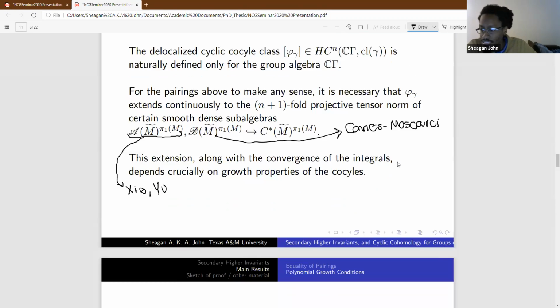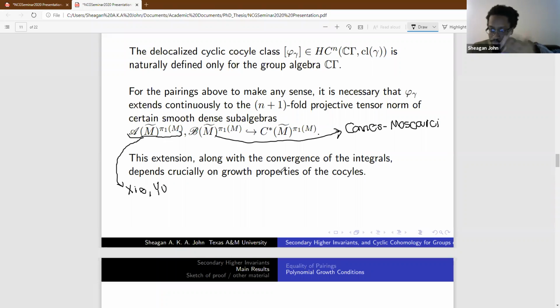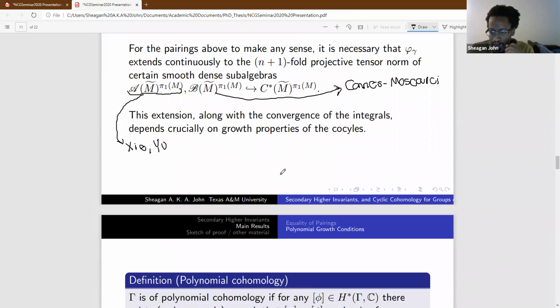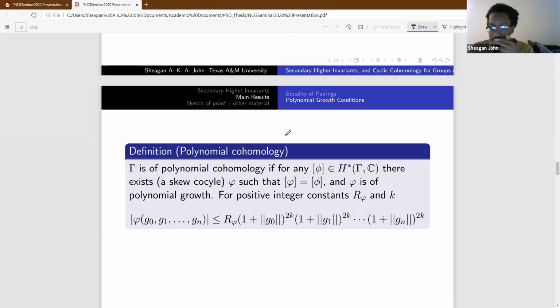Now, the extension itself, along with the convergence of the integrals, depends crucially on the growth properties of the cocycles. And this growth property of the cocycles, in turn, depends crucially on the virtual nilpotence property of the group itself. So I want to give a little sketch of how we use this virtual nilpotency. And to start with, we need to know what sort of growth conditions we are interested in.